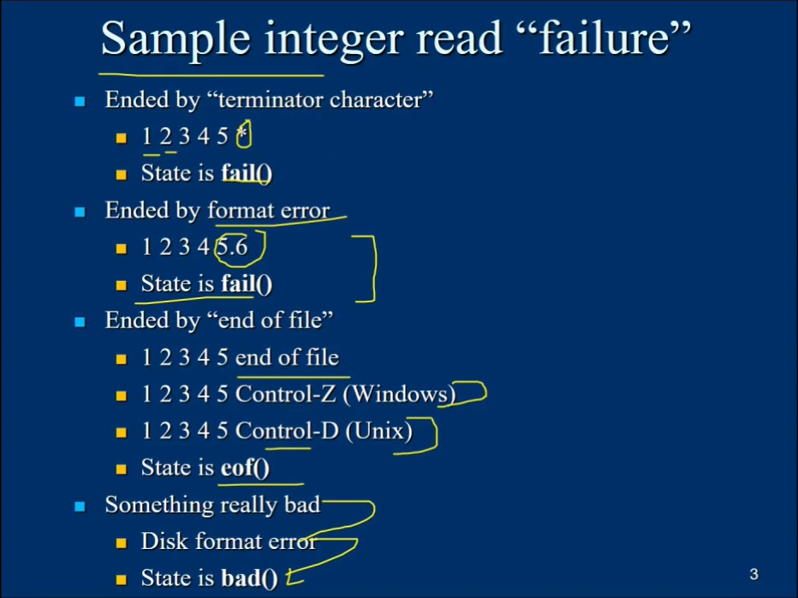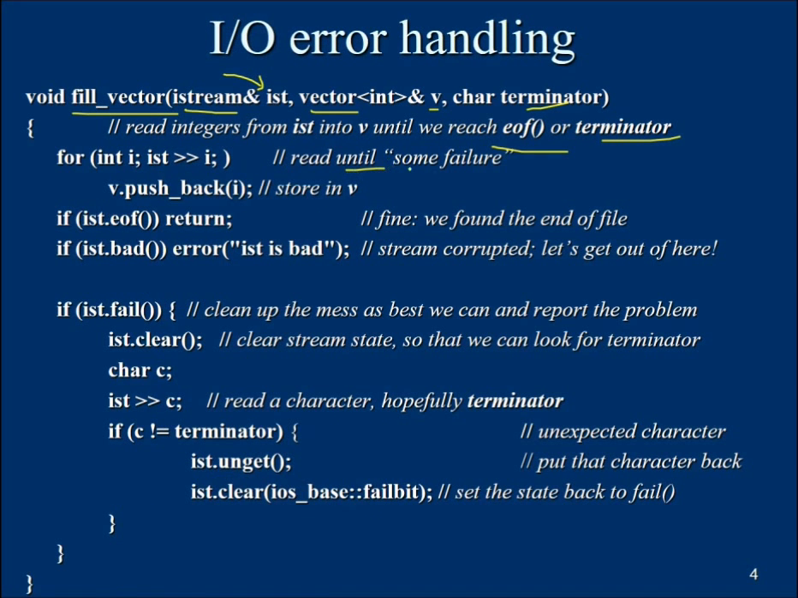Again, this same stuff we are doing. So we read until some failure has happened, meaning int i, ist, and we are reading i from the file, and with v.push_back we are pushing it onto v also. Then if ist.eof, if it goes to end of file, it confronts the end of file. We found the end of file. Now if ist is bad, that is an error, then we say that the stream is corrupted and let's do something else, or let's go out.